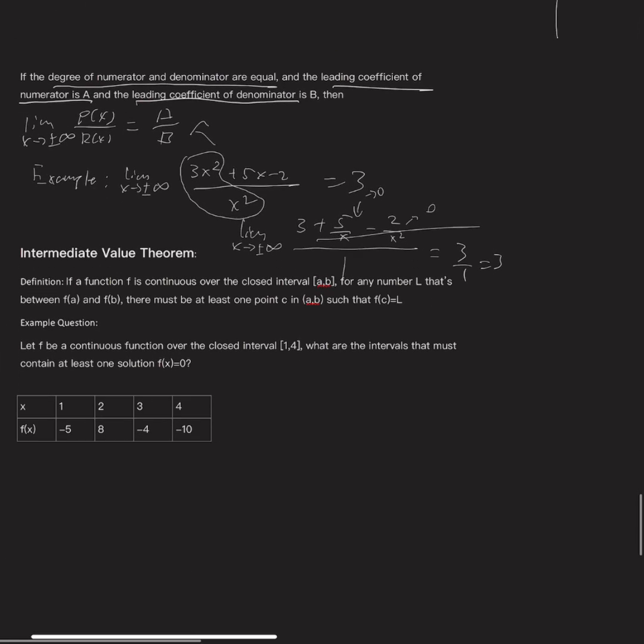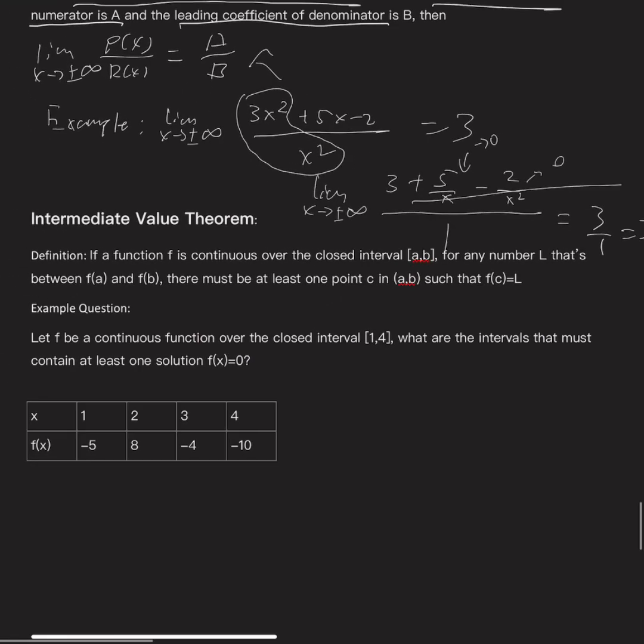Okay, the last theorem is the intermediate value theorem. The definition: if a function f is continuous over a closed interval a to b, for any number L that's between f of a and f of b, there must be at least one point C in [a, b] such that f of C equals L.